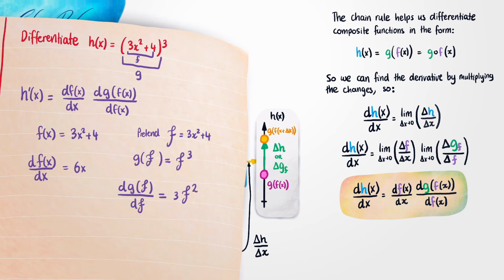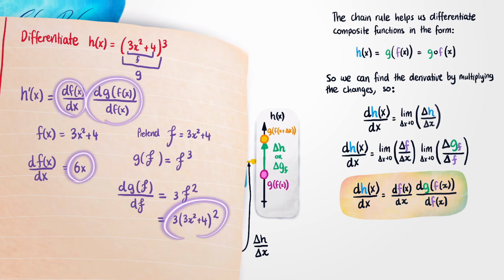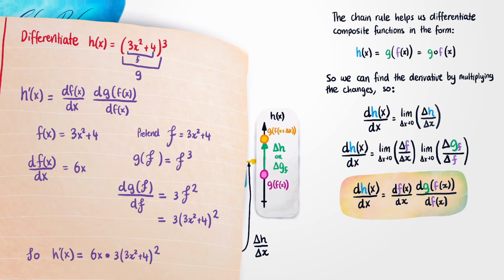And finally, we just remind ourselves that this scripty f is the same thing as 3x squared plus 4, so we can replace that as well. And now we're ready to write down the derivative. We know that it's just this term, which is 6x, times this term over here. So we just get this. And therefore, the derivative of this expression over here is just equal to this expression over here.